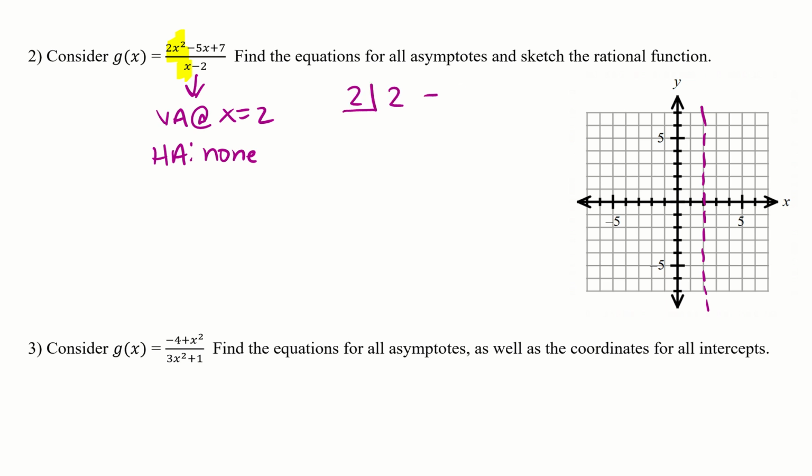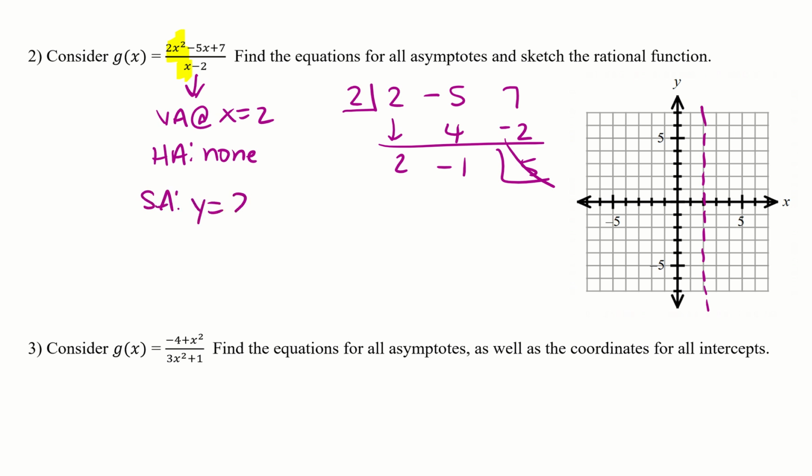I'll use synthetic division to find it. Remember, you are multiplying and adding. We actually do not care at all about what the remainder is, but the slant asymptote would be at the line y equals 2x minus 1. I'm just going to graph this with a y-intercept at -1 and a slope of up 2 and over 1. I will connect this with a dotted line.